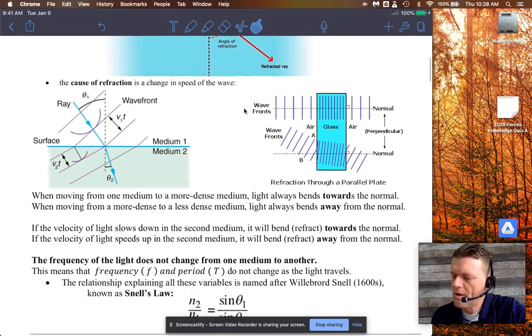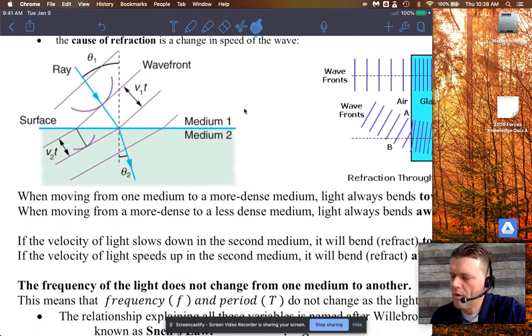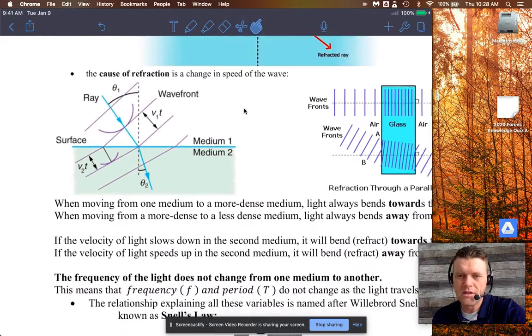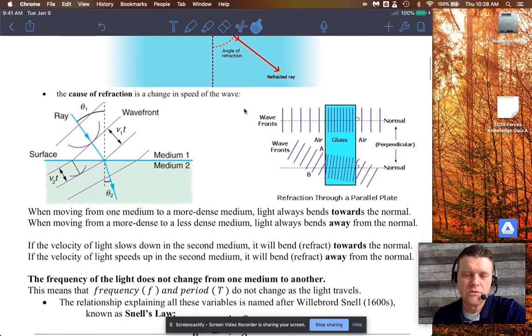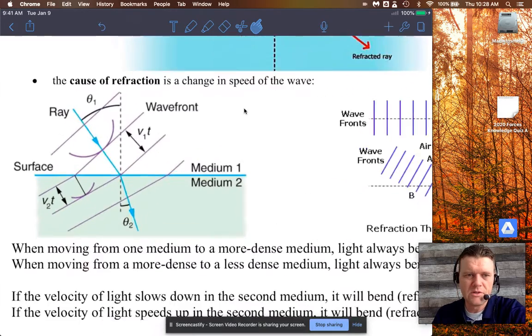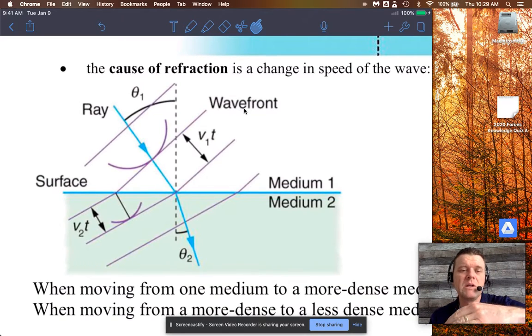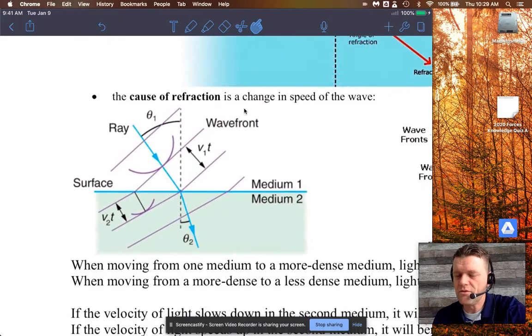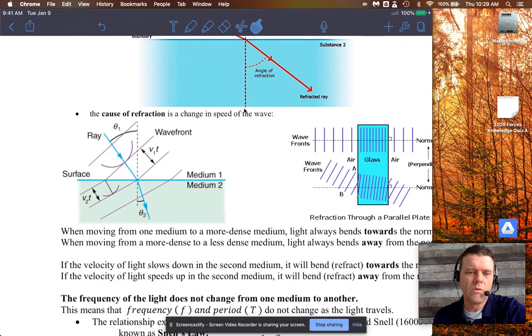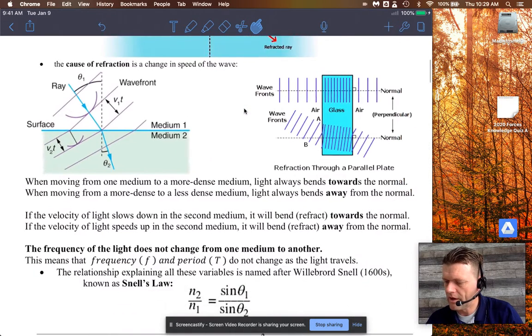If you move from one medium to a more dense medium, then light always bends towards the normal. That's what we see right there, okay? The blue ray coming in goes into a denser medium, it bends towards the normal. If you do the reverse, where you go from more dense to less dense, then light always bends away from the normal. If you're doing the math, it will confirm that, but that's maybe something you should kind of half memorize in terms of how light moves.